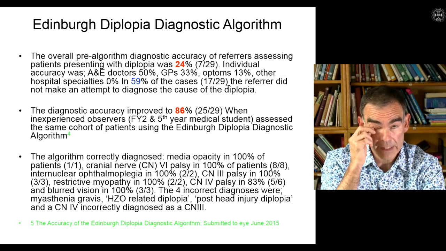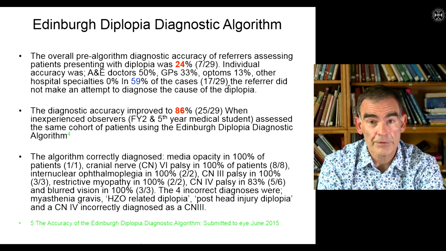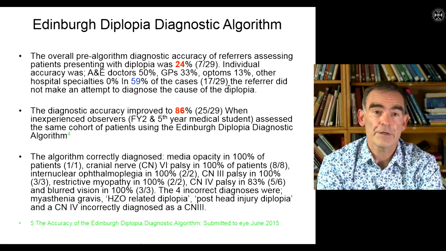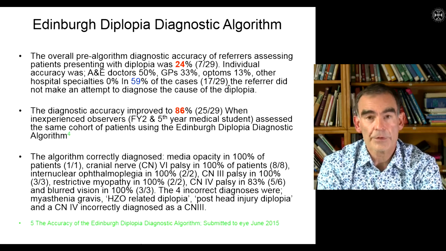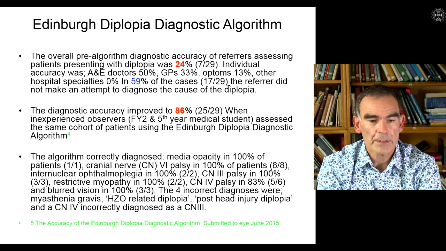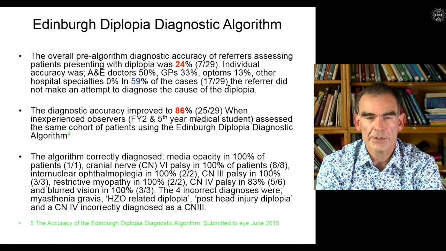The double vision one, if anything, is actually the most impressive results of the three in terms of an algorithm-naive inexperienced observer, and then using the algorithm with a significant improvement. And you can see here that patients presenting with double vision, the pre-algorithm diagnostic accuracy was at 24%, whereas afterwards it improves to quite an impressive 86%. And again, same sort of story with the design of this study.